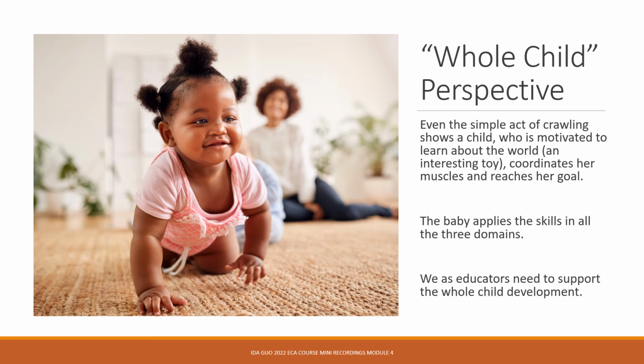Although we talk about all the 3 broad domains, in ELECT you will see 5 domains: physical, social, emotional, cognitive, and language, literacy, and communication, altogether 5 domains. But we have to take a whole child perspective, because all the 3 broad domains are interacting with each other when we talk about a child's development.